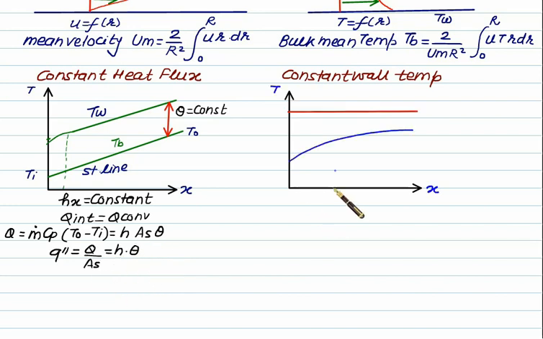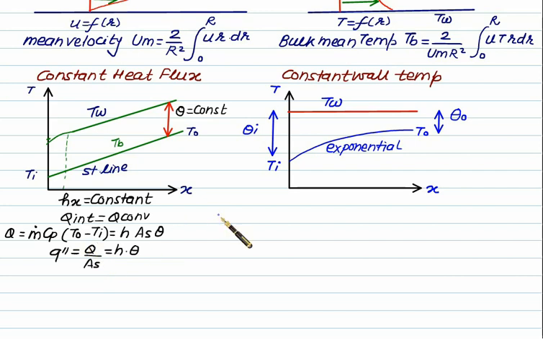In the second case, the wall temperature is maintained constant. So this one represents the constant wall temperature. We have an inlet temperature equal to Ti and an exit temperature equal to To. The excess temperature here varies continuously. The excess temperature at inlet is represented by theta i, which is Tw minus Ti. The excess temperature at outlet is represented by theta o, which is Tw minus To. This graph is an exponential graph. As the balance of energy is considered, we use the same equation, m dot Cp (To minus Ti).